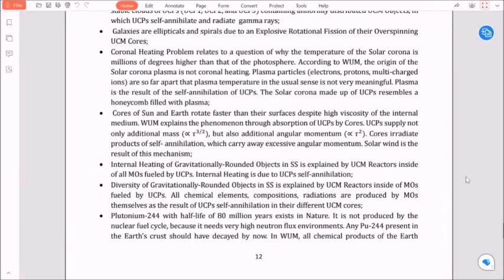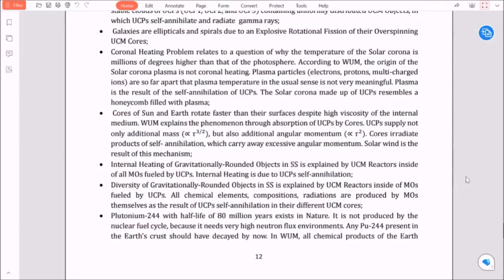Diversity of gravitationally rounded objects in the solar system is explained by UC matter reactors inside of macro objects fueled by UC particles. All chemical elements, compositions, and radiations are produced by macro objects themselves as the result of UC particles self-annihilation in their different UC matter cores.